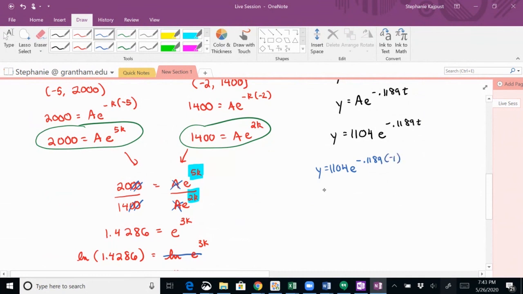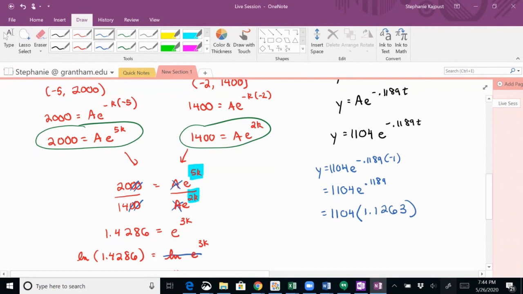And now I'm going to evaluate. So first I need to take care of the exponent. So I'm going to multiply those. Oops, I keep missing numbers. So a negative times a negative is a positive. So I get 0.1189. Now on my calculator, I need to do e to the 0.1189. So that gives me 1.1263 if I round that to 4 decimal places.